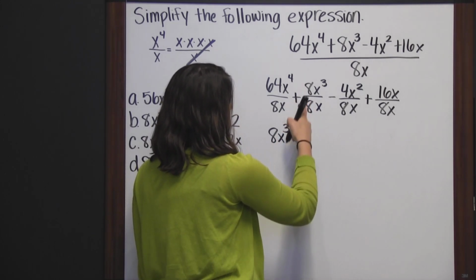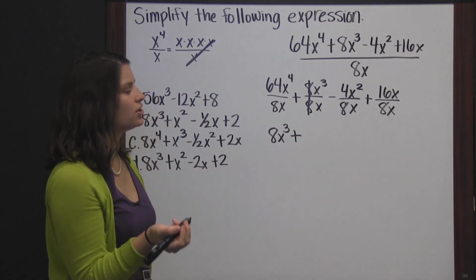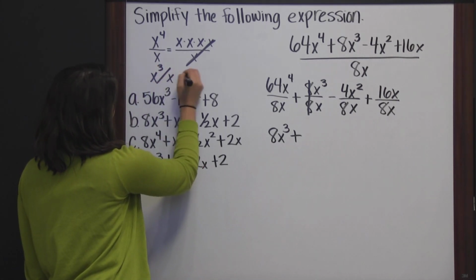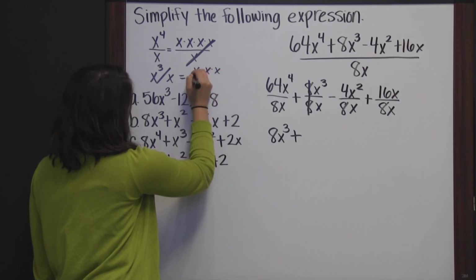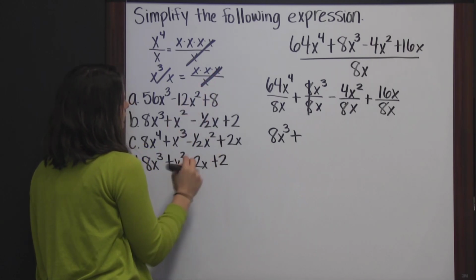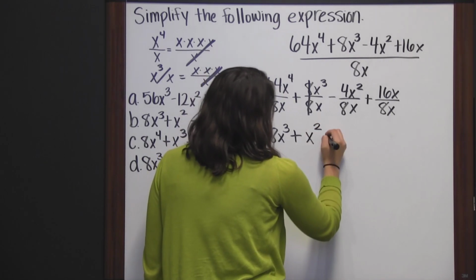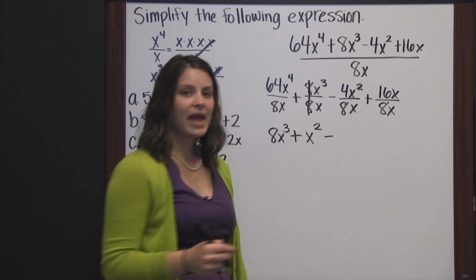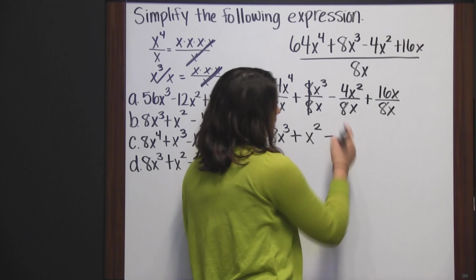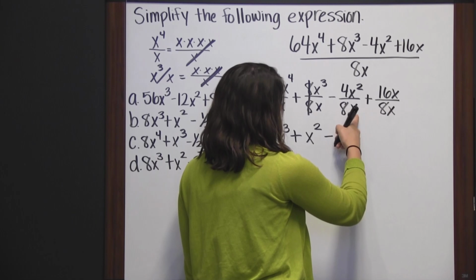Plus 8 divided by 8 is 1 times, and then we do the same thing with x cubed divided by x. So x cubed divided by x would be x times x times x divided by x. X divided by x is 1, so you're left with x times x, x squared. Minus 4 divided by 8. 4 can't really be divided by 8, but we can simplify 4/8 as 1/2. And then x squared divided by x.